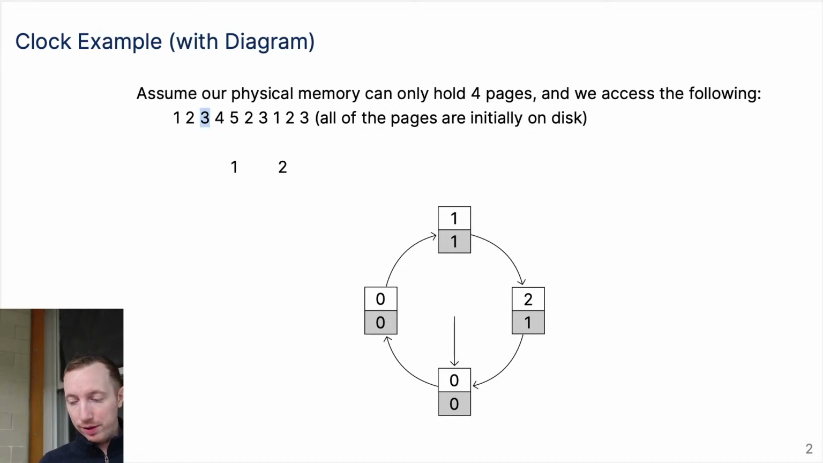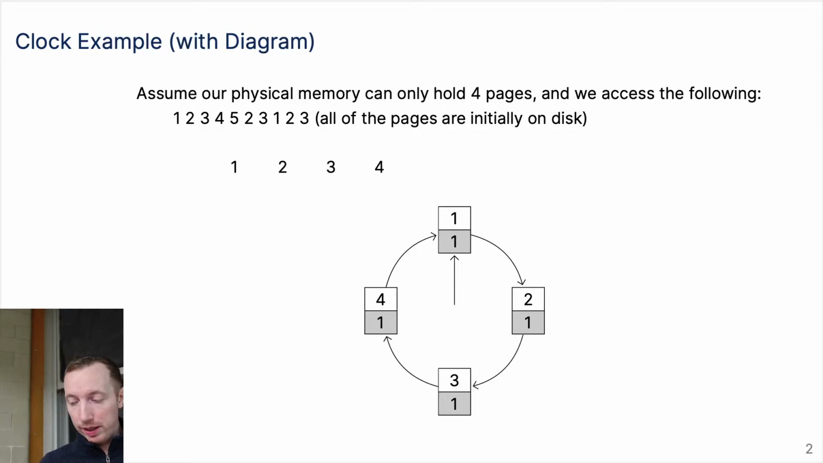So this is going to look a little boring. Page 3 comes in. We're pointing at something with a reference bit of 0, so we would insert that. And now we have page 4. Same thing happens. It would have a reference bit set as 1, and we advance the clock.